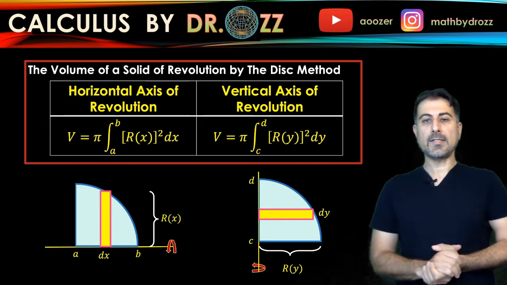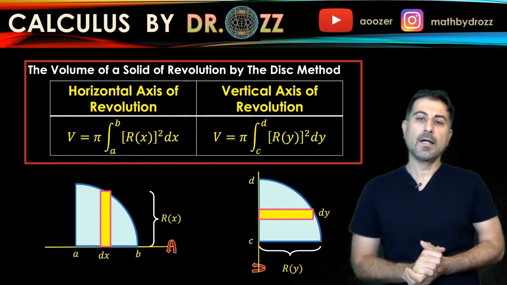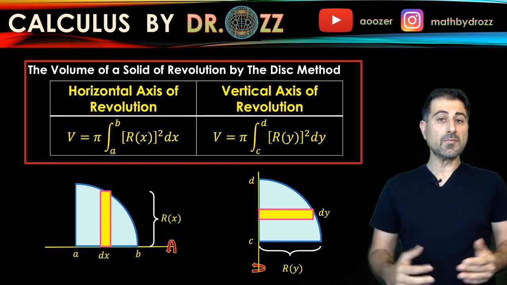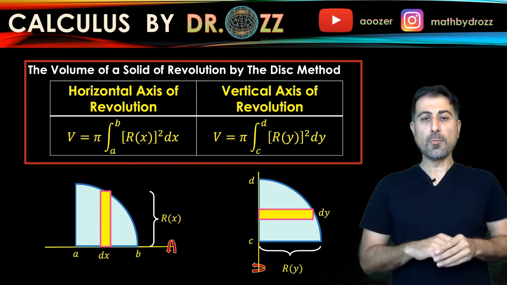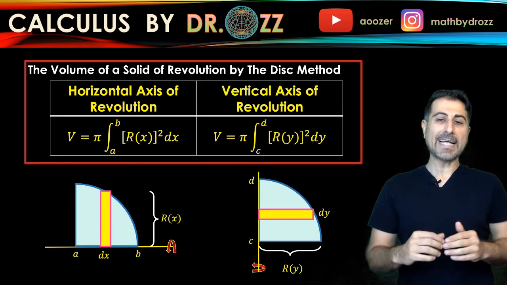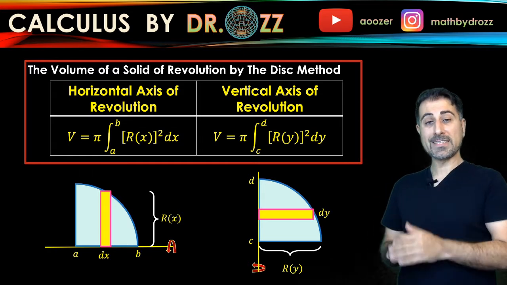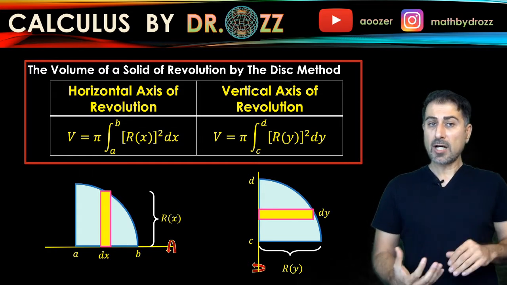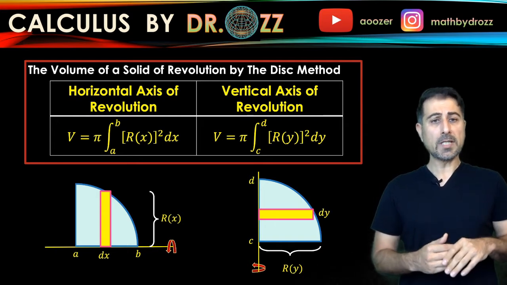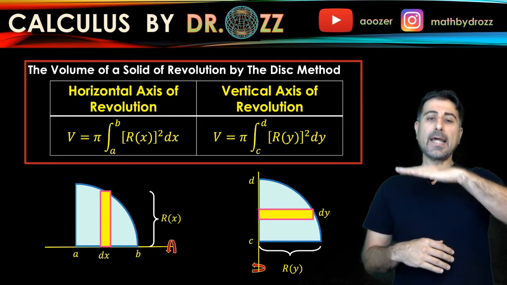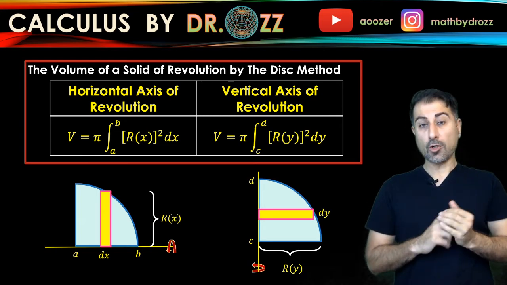Here is the table that represents the volume of a solid of revolution by the disk method, and we have two different formulas. One is for the horizontal axis of revolution, the other one is for the vertical axis of revolution. I can tell you right off that in this question, we're going to look at the horizontal axis of revolution because both the x-axis and the line y equals 1 are horizontal.